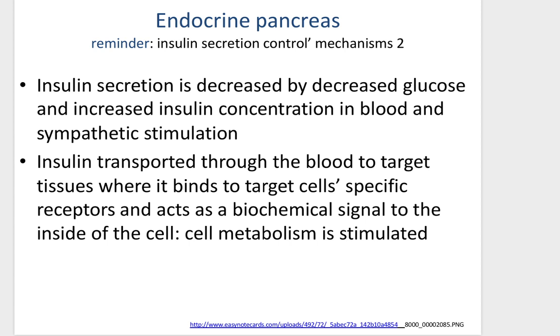Insulin is transported through the blood to target tissues where it binds to target cell-specific receptors and acts as a biochemical signal to the inside of the cell. Cell metabolism is stimulated.